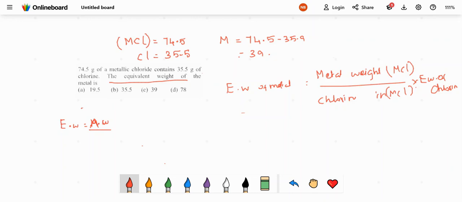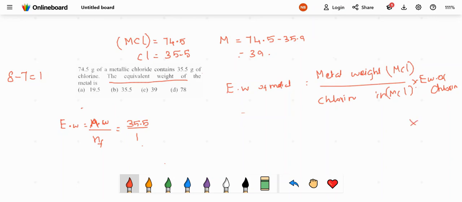So atomic weight divided by n factor. So atomic weight for chlorine will be 35.5, n factor will be 1. N factor is nothing but 8 minus 7, because the number of outer electrons will be 7 in chlorine. So if the electrons are more than 4, then you should determine the valency by subtracting that outer electrons from 8. That is called valency.